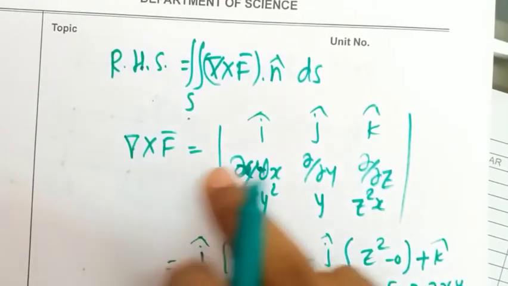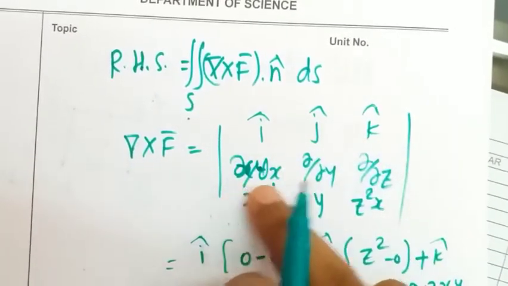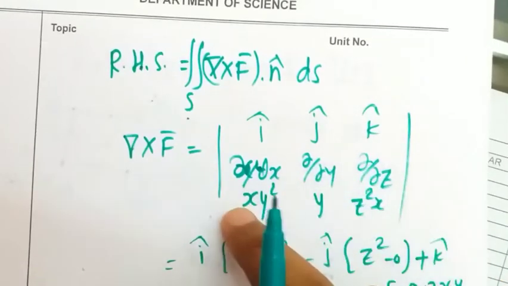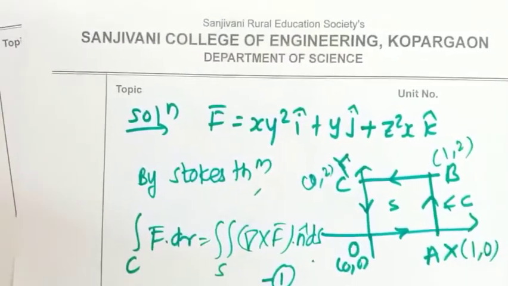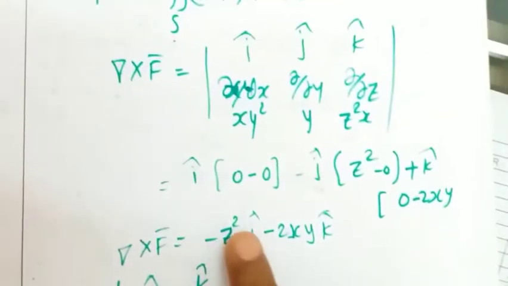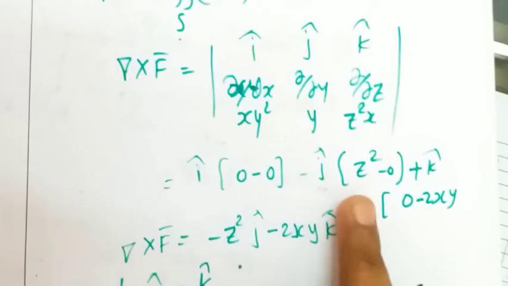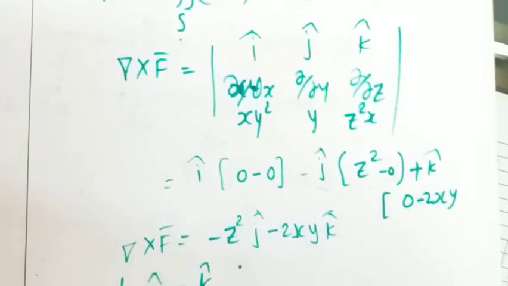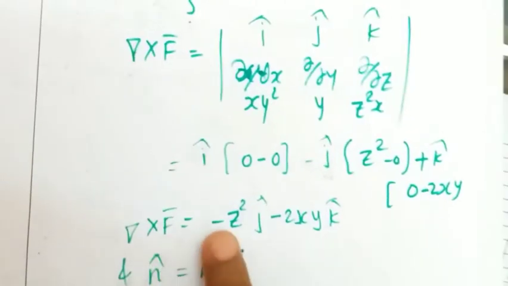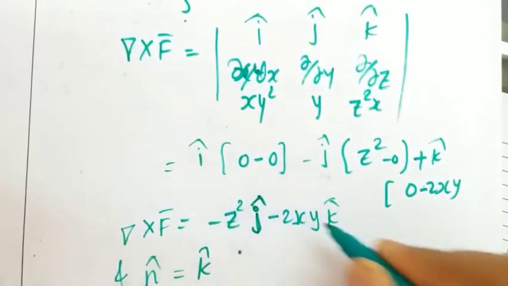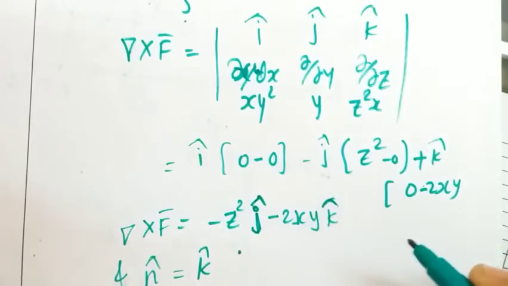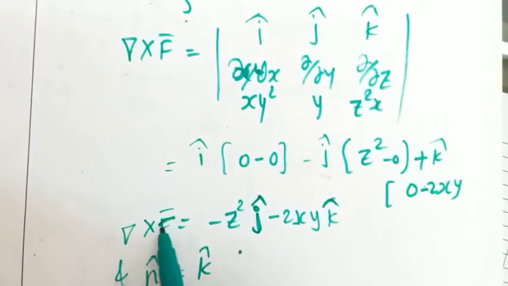So the del cross f bar value will be, by definition, the determinant with i, j, k, del by del x, del by del y, del by del z, and xy square, y z square, x. These are the components of the vector function f bar. Its determinant will be equal to i into 0 minus 0, minus j into z square minus 0, plus k into 0 minus 2xy, which will be equal to minus z square j minus 2xy k cap. Okay, so this is the value of del cross f bar.